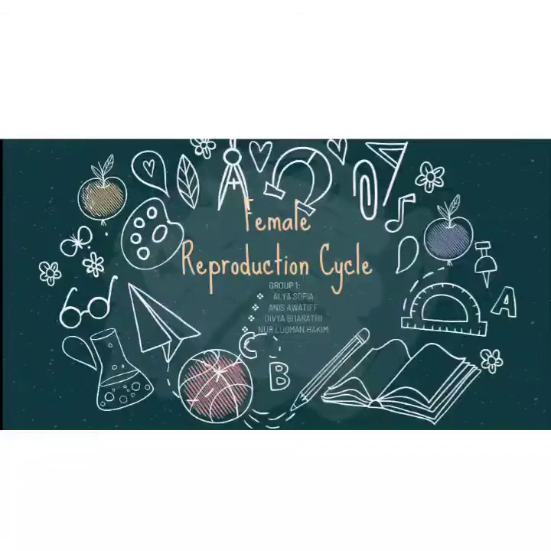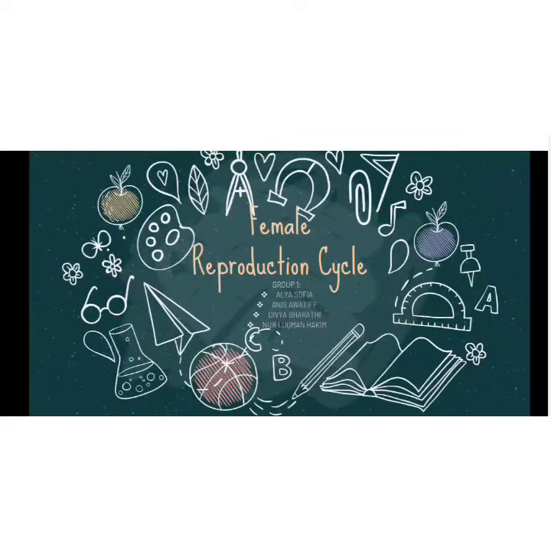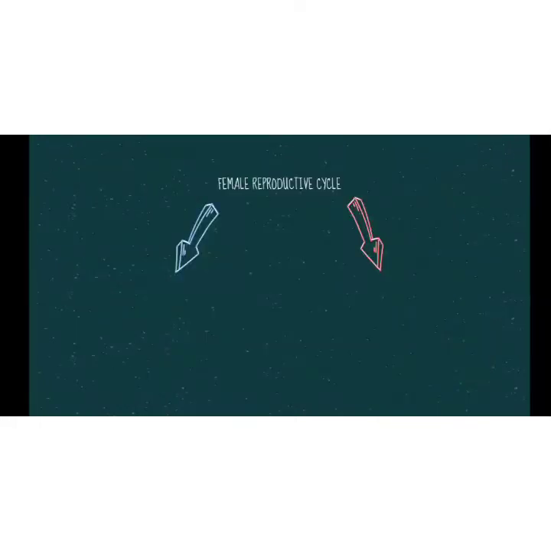Okay guys, hello. So for today we are going to learn about the female reproduction cycle. Okay, let's look at the next slide. So in the female reproduction cycle, there are two cycles: the ovarian cycle and the menstrual cycle.